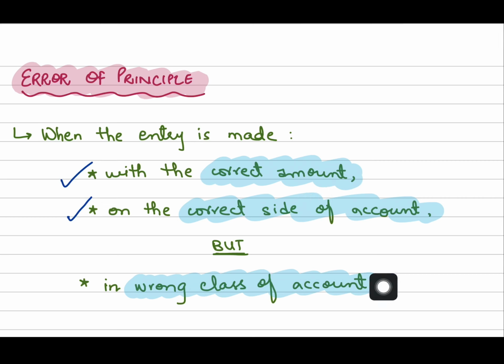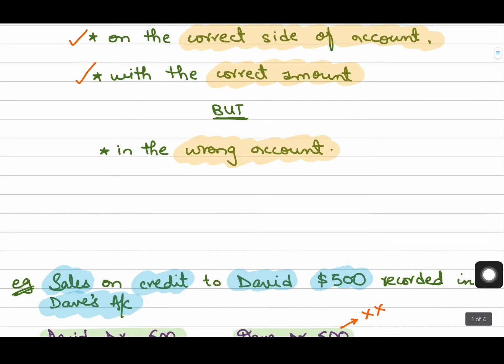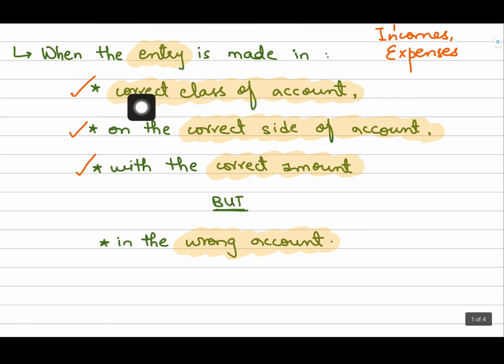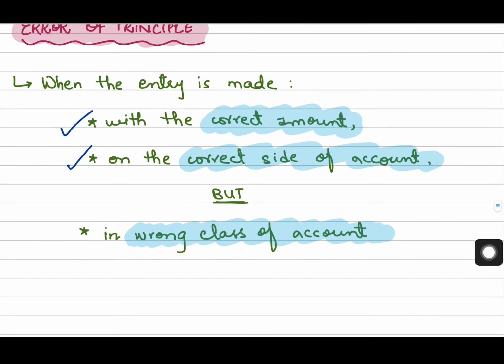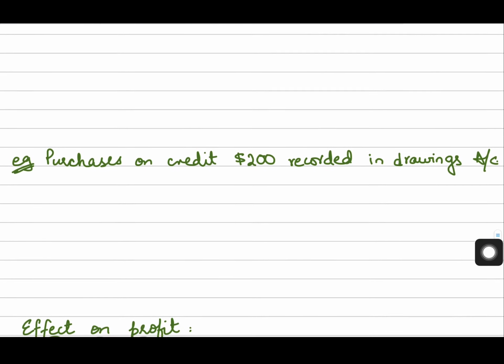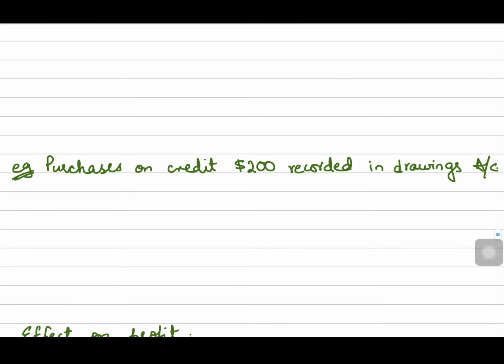And why is the account wrong? Because the class of account is also wrong in error of principle. In error of commission, the class of account is the same, right? The class of account is correct, but the problem was only in the account. Now in error of principle, of course the account is wrong. And why is that? Because the class of account is also wrong, right? Now how is this possible and how are such errors made? Let's understand this through an example.